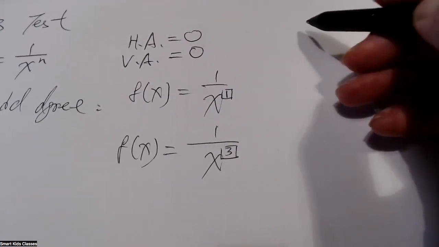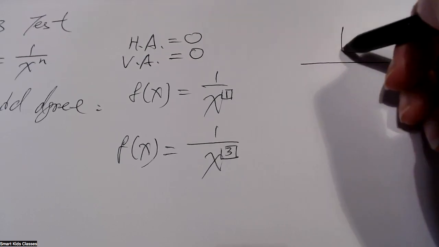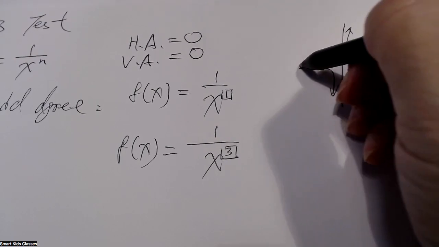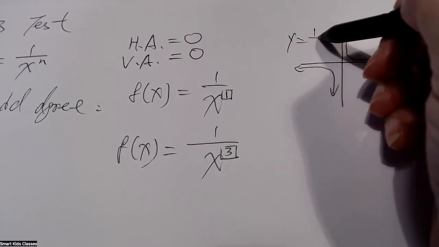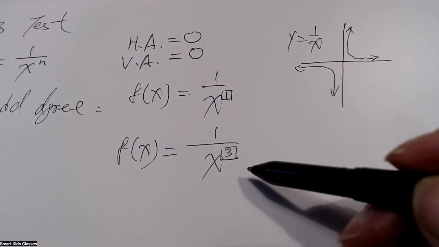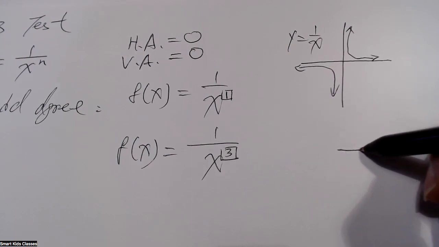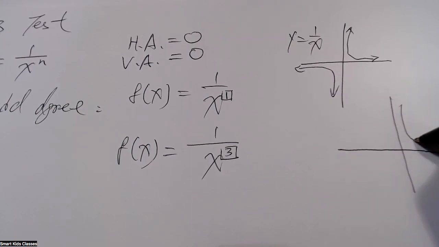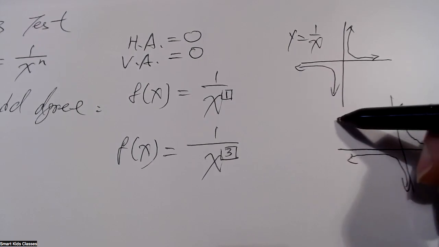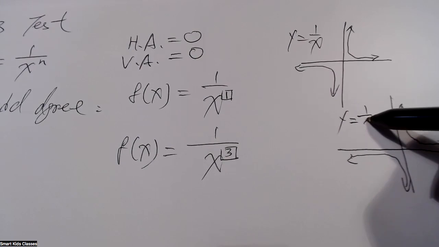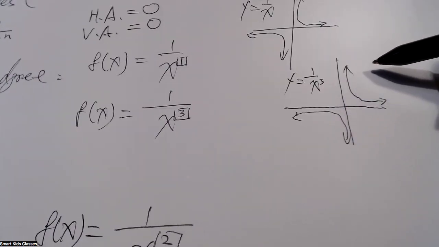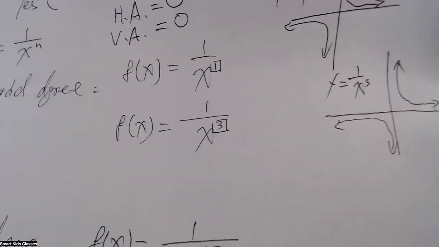So we're going to plot it. y equals 1 over x. Now how about y equals 1 over x to the exponent 3? Horizontal asymptote, no change. Vertical asymptote, no change. The odd degree always has two branches, positive in the first and third quadrants.